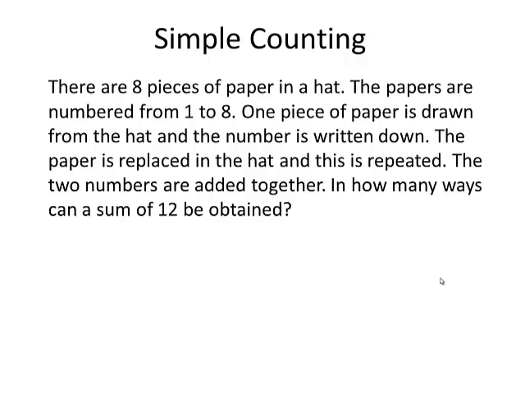There are 8 pieces of paper in a hat. The papers are numbered from 1 to 8. One piece of paper is drawn from the hat and the numbers written down. The paper is replaced in the hat and this is repeated. The two numbers are added together. In how many ways can a sum of 12 be obtained? Think about this for a second and see if you can come up with an answer.